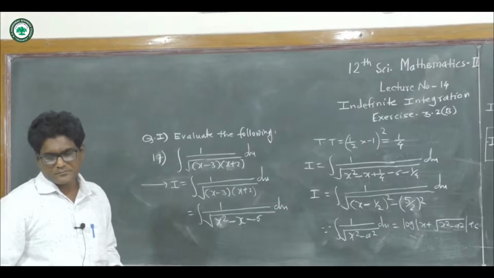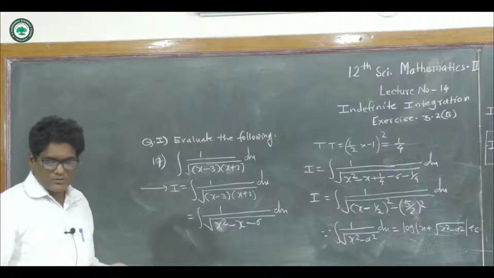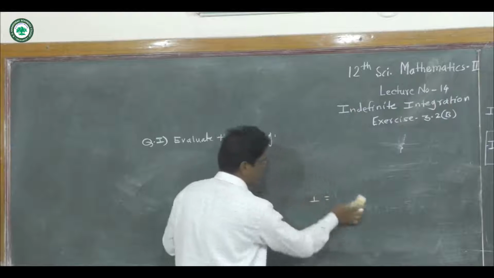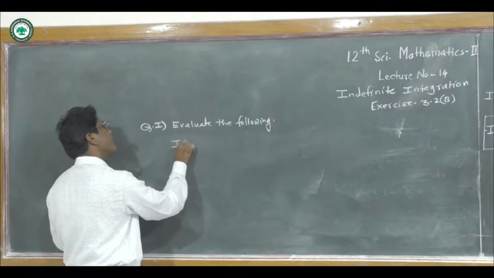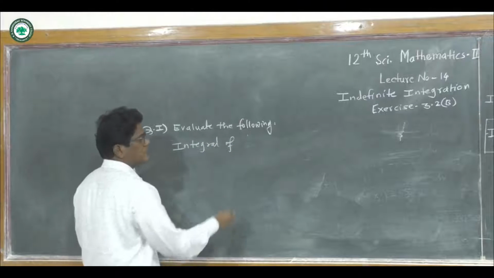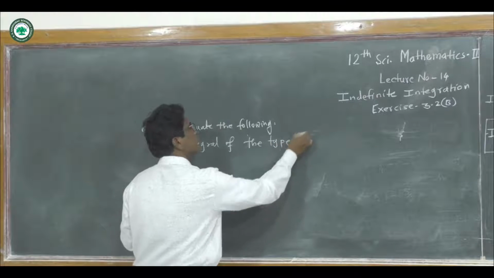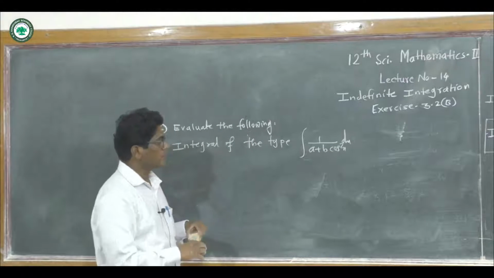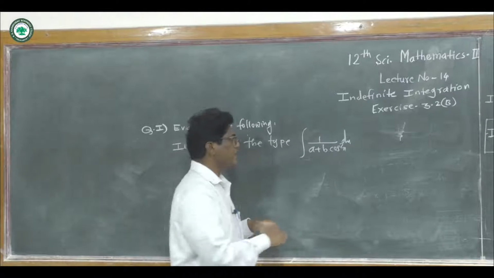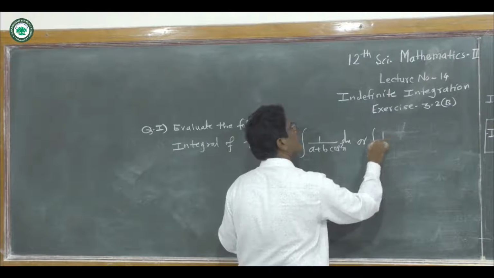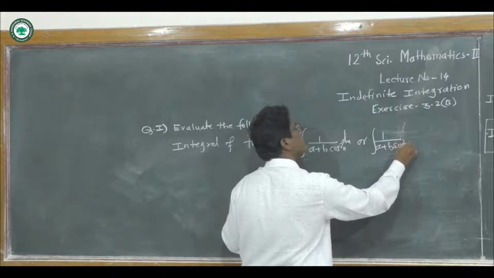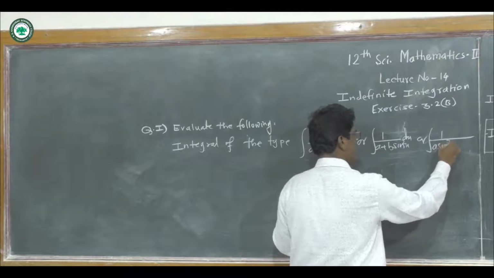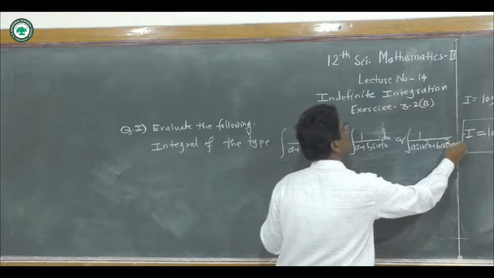Now we see the 18th, 19th and 20th problems. These three problems depend on a different trick. The next three problems depend on the type: integral of the type integration of 1 upon a plus b cos square x dx, or integration of 1 upon a plus b sin square x dx, or integration of 1 upon a sin square x plus b cos square x plus c dx.